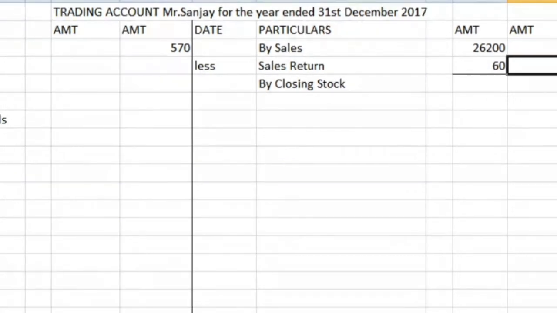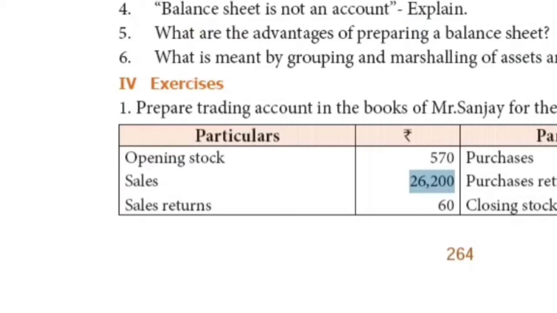So where you wrote 60, beside it itself write it, because if you write it down, it will go to closing stock. You get it? So don't write it down. Where you've written 60, in that same line in the outer column put 26,140. Now again go back to your sum and see what you got.